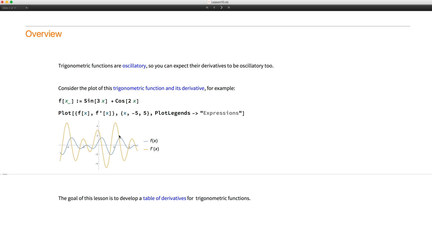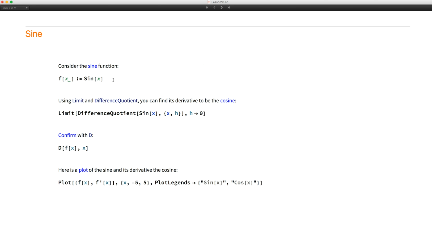But of course, I haven't told you how to find the derivative of f, and that's the goal of today's lesson. The goal of this lesson is to develop a table of derivatives for trigonometric functions. So let's begin with the sine function. Here's the sine function.